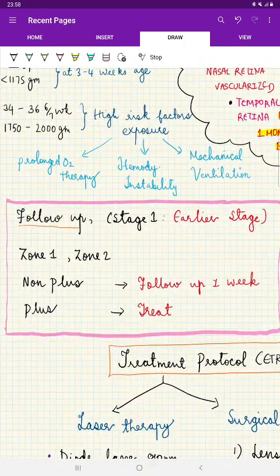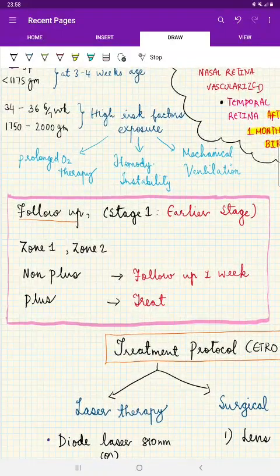Now coming to follow up. Whom to follow up? Remember, we need to pick up the case very early. That means stage 1. What is stage 1? Yes, it is a demarcation line between vascular retina and avascular retina, right? So we need to pick up the baby at stage 1 itself and follow up. If it is zone 1, that means severe disease. So we need to follow up zone 1 or zone 2, and if it is non-plus disease, follow up. If it is plus disease, treat it. There is a big tabulation given, and I've just simplified it. So at stage 1, pick up zone 1, zone 2, see whether the pathology is non-plus disease, then follow up. If it is plus disease, then treat it.